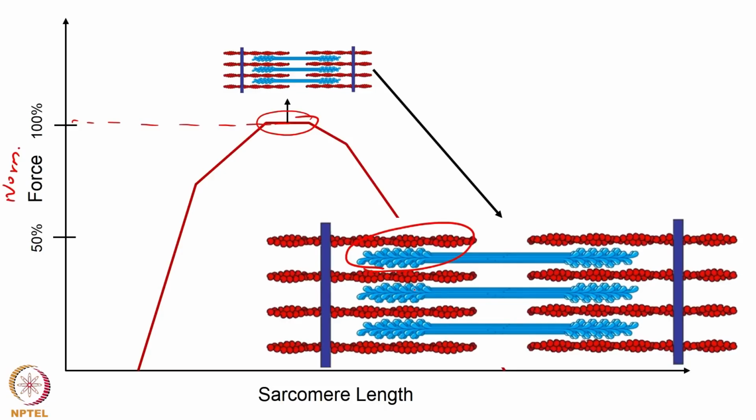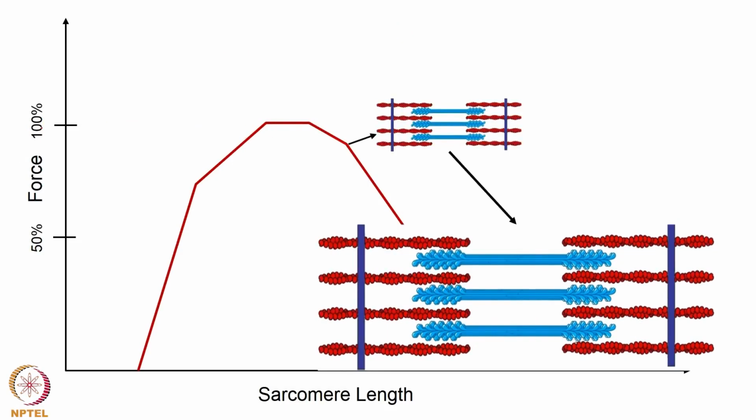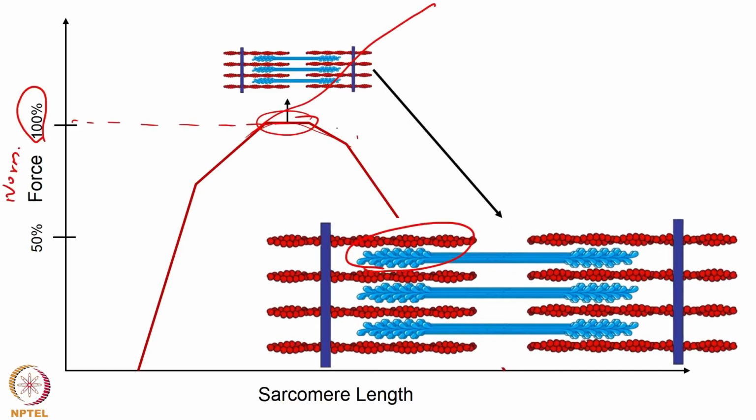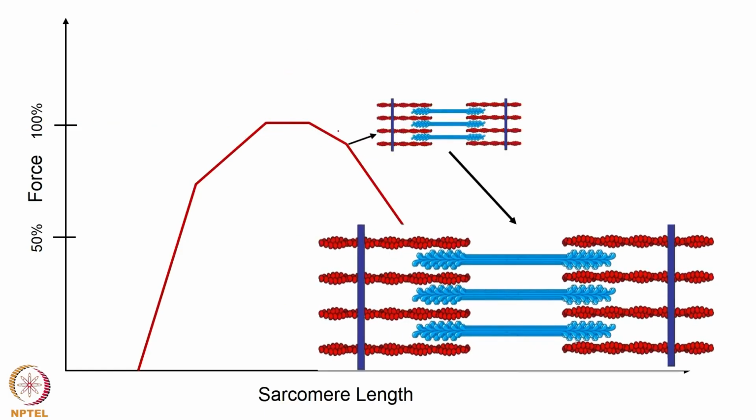If that is the case, you would expect, well, maybe I can keep increasing the length, and instead of this I can keep increasing the force too. Well, obviously force cannot go above 100%. What happens at this stage or at that regime is this, right. See here, some myosin molecules do not have interaction sites.